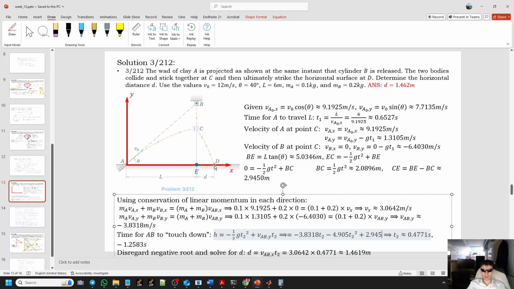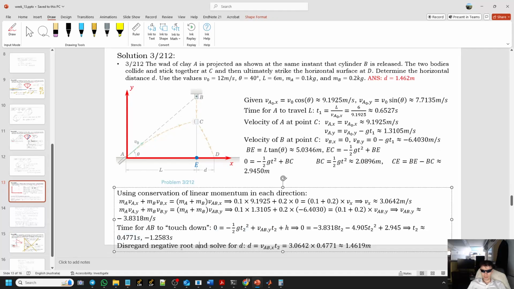And what about point D? The y is 0, okay? So the correct formula is this one, h, call it h. Then you will find the t. Now we have an equation that has two solutions. One of them is negative, one of them is positive. Definitely the positive one is correct because time cannot be negative. We disregard the negative one and solve for D.